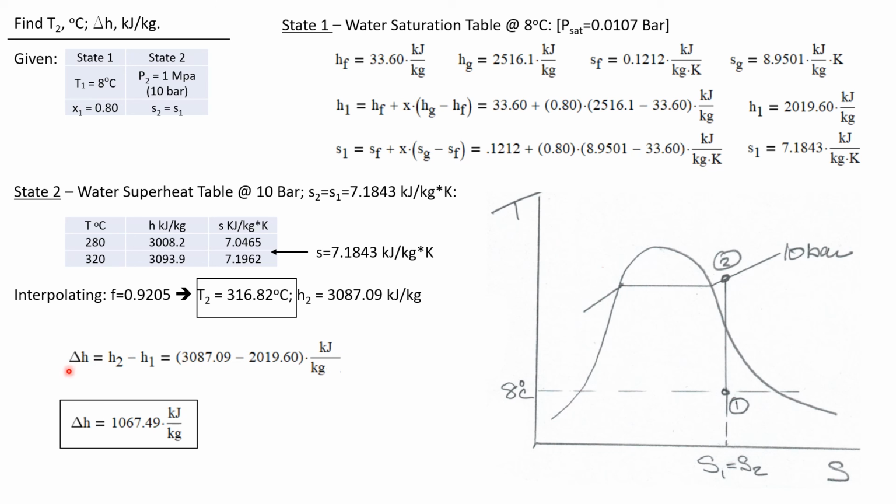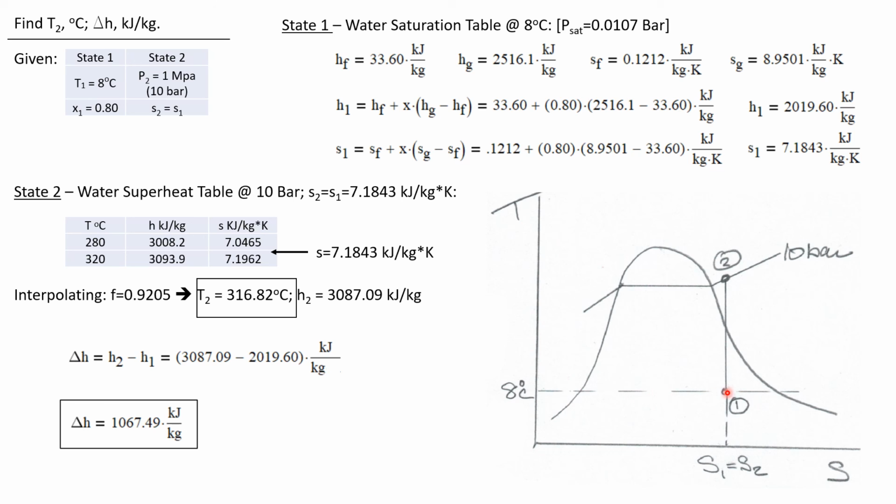So now I can calculate delta H, which is what we were asked to find, and that's just H2 minus H1. Have both of those values from the table, either an interpolated value or a given value. And I calculate that delta H is 1067.49 kilojoules per kilogram.